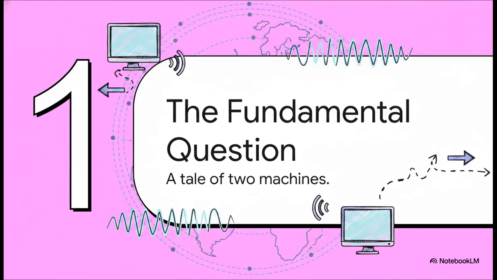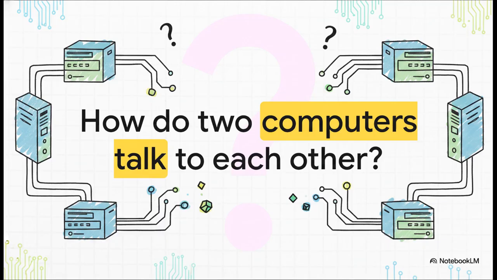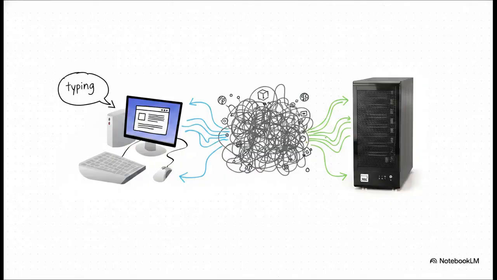All right, let's just start at the very beginning. Forget all the complexity for a second. Just picture two machines. It could be your laptop right here and a server halfway across the world. And they need to have a conversation. I mean, it really all boils down to this one fundamental question. How in the world does one box of electronics talk to another box of electronics reliably? What's the secret sauce?